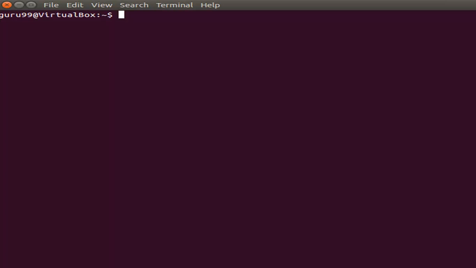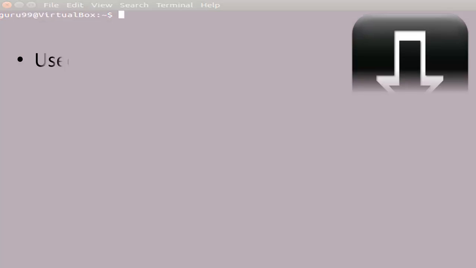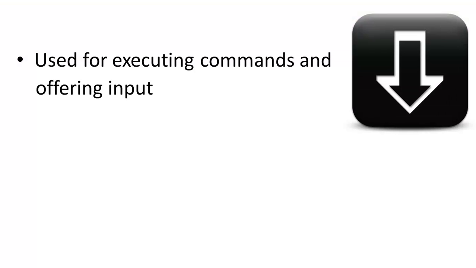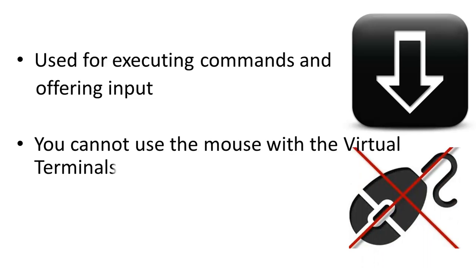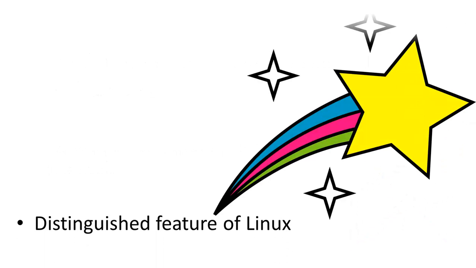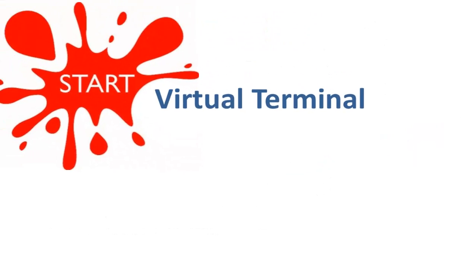Virtual terminals are similar to the terminal that we have been using so far. They are used for executing commands and offering input. The only difference is that you cannot use the mouse with the virtual terminals. Therefore, you need to know the keyboard shortcuts. They are one of the most distinguished features of Linux, as virtual terminals enable a number of users to work on different programs at the same time on the same computer. So let us learn how to launch a virtual terminal.